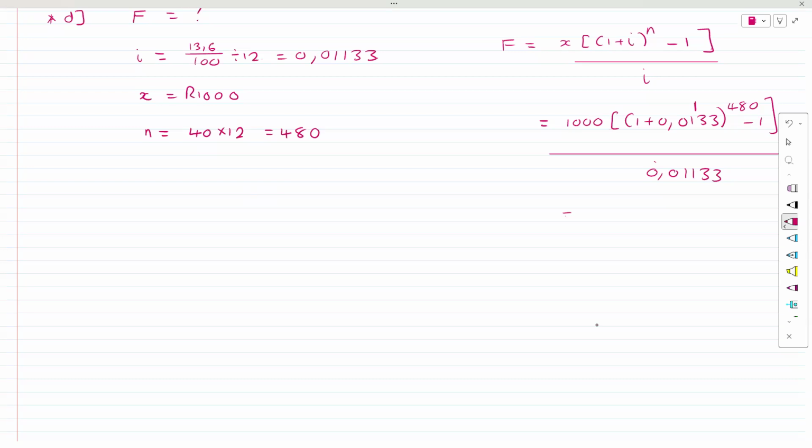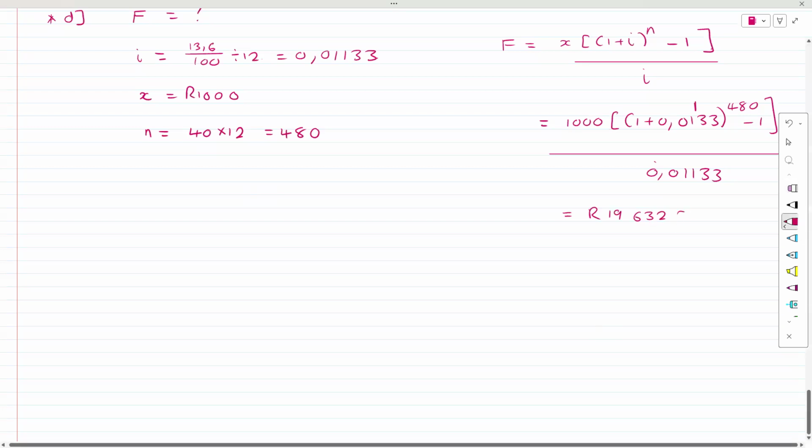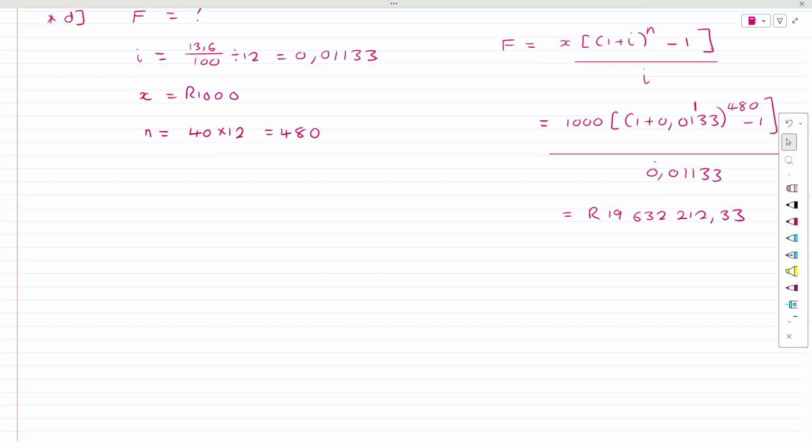Here, okay. This guy made 19,632,212.33 Rand. Okay. Who made more money? Jude's friend definitely made more money. Let's move on to the next one. Question 4.